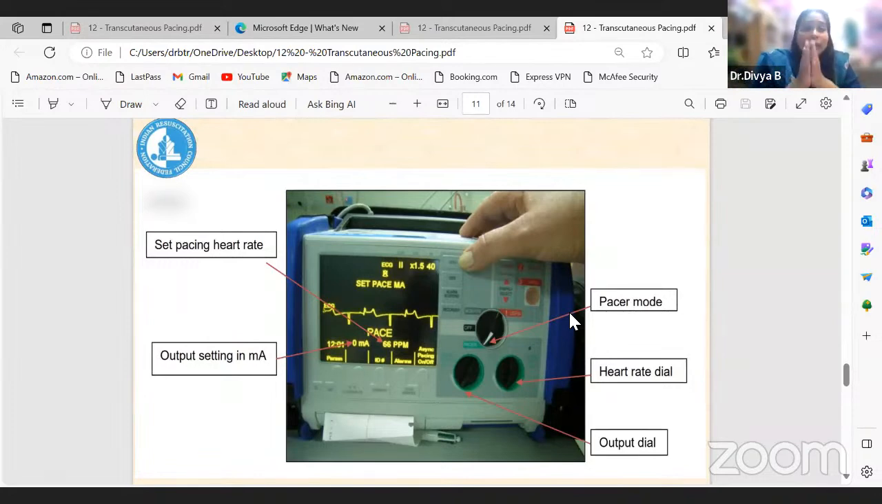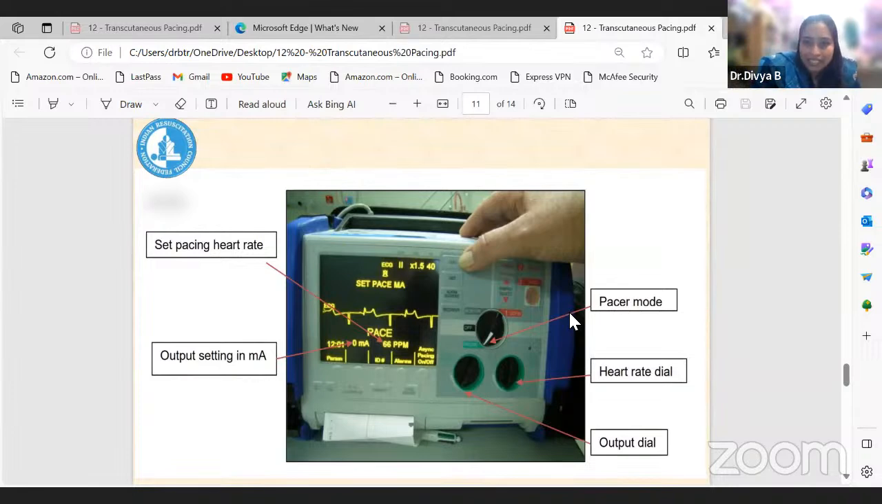To simplify, demand mode is such that if the patient already has an impulse, that is enough, your machine won't give any impulse. If the patient doesn't have an impulse, that is when your demand mode acts. But the fixed mode, irrespective of the patient's impulse, keeps giving the impulses at the rate that you have set. So it's always better to start with the demand mode to see how the patient is tolerating, and then go for the fixed mode if the patient is not tolerating well or the impulses are not properly generated, right? So this is pacing.